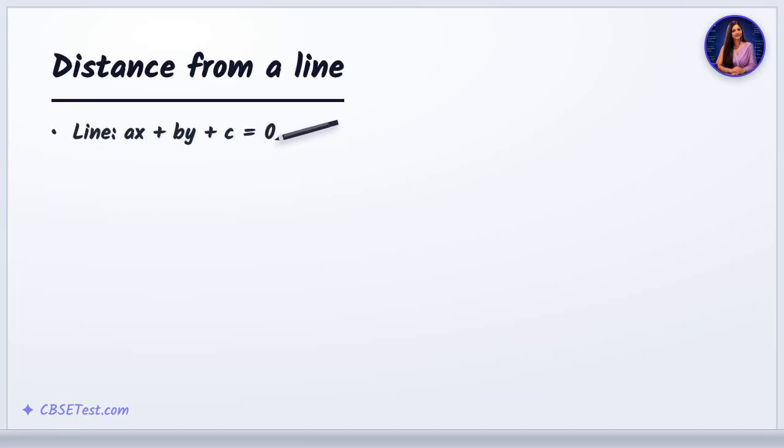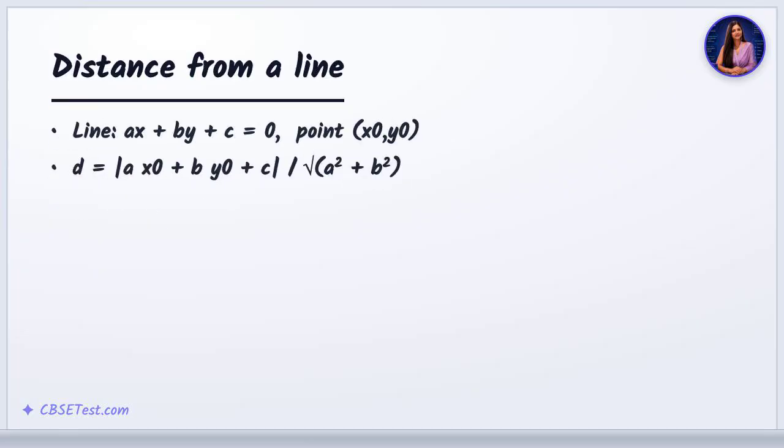The perpendicular distance from a point to a line is the absolute value of ax0 plus by0 plus c, divided by the square root of a squared plus b squared.